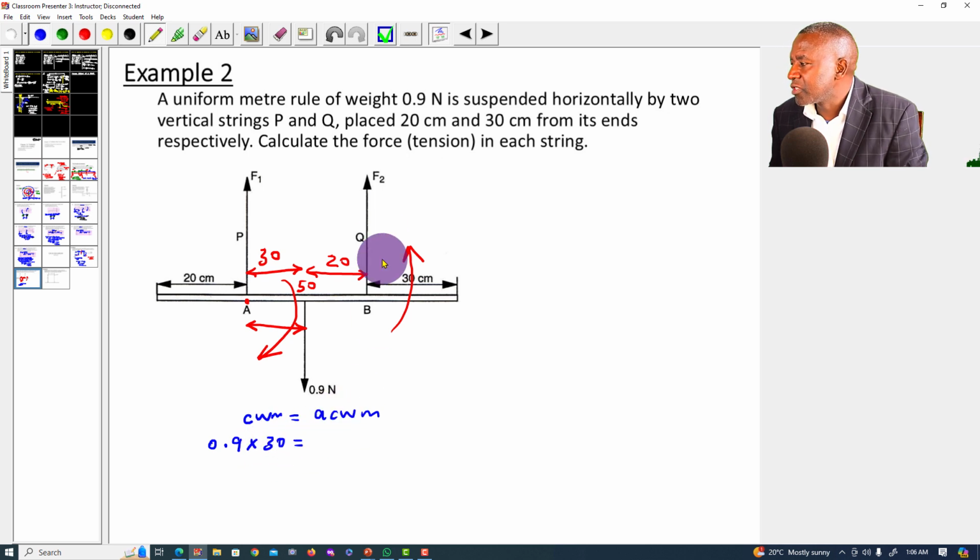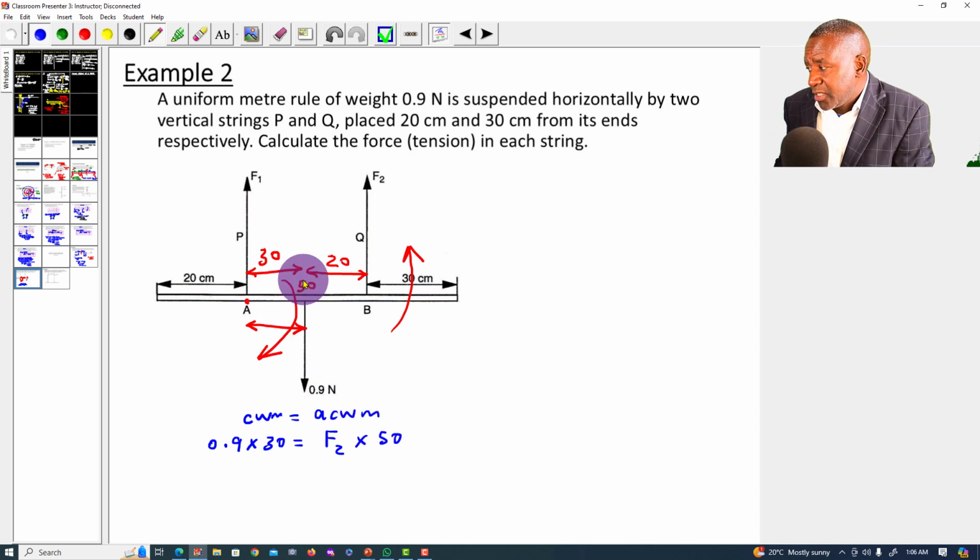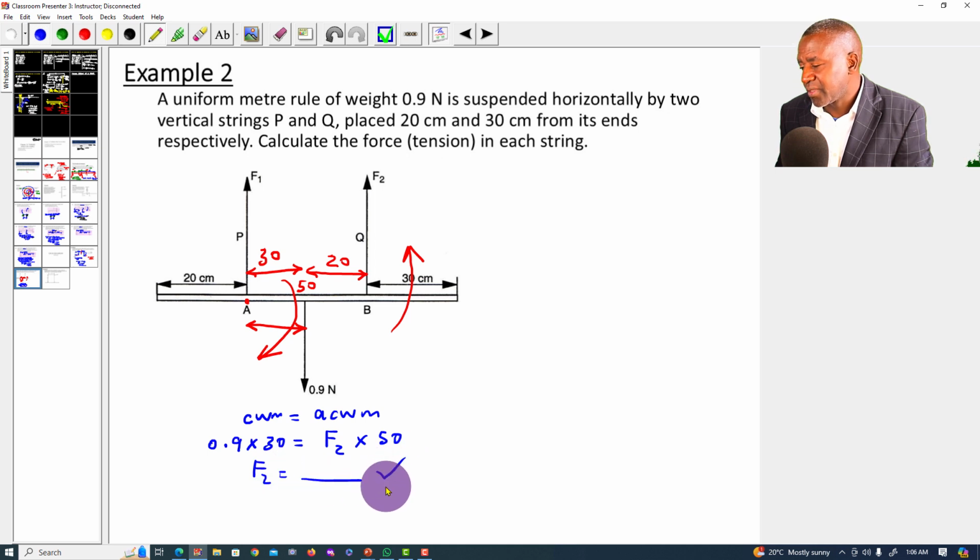And then the anti-clockwise moment is due to F2. How far is it from this point? 30 plus 20, which is 50. And notice that distances are always measured from the same point. Don't look at this. You can see that it is 20 and then you end up multiplying F2 times 20. No, the turning point is this point. Right? So, in which case now F2 can be worked out. You can get F2. That one's easy.